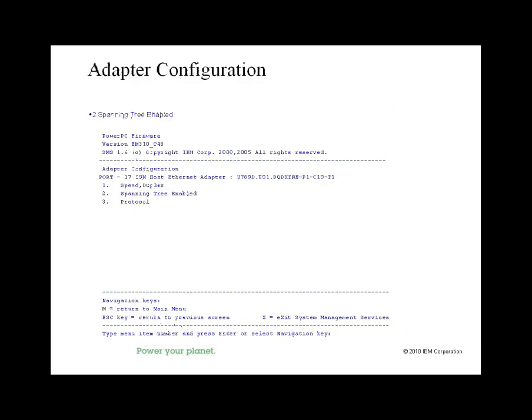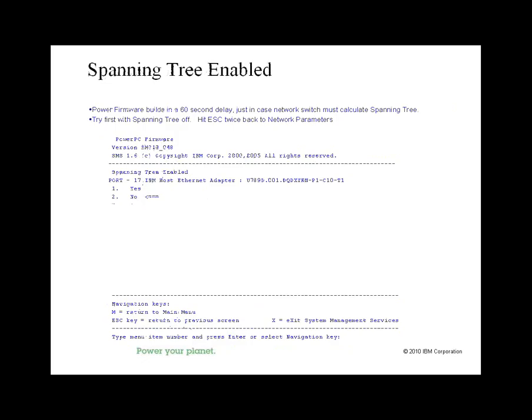And we went to spanning tree enabled. And we note that spanning tree is off by default. We build in a 60-second delay just in case your network has to calculate the spanning tree when we join. But we can turn that off. It's usually the longest 60 seconds of my workday, waiting for the spanning tree to calculate.